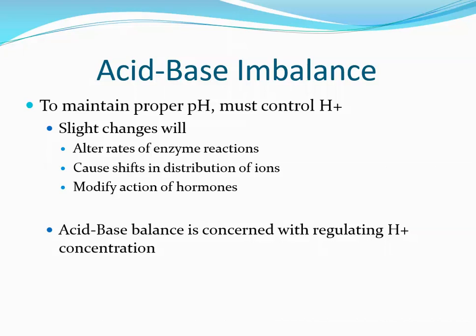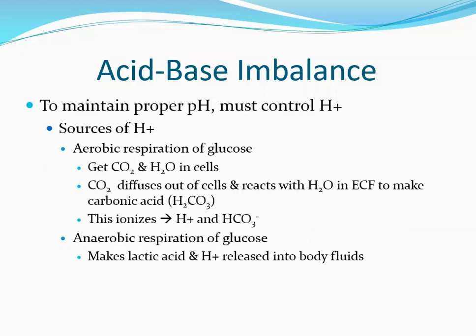Slight changes in hydrogen ions can alter the rates of enzyme reactions, cause shifts in the distribution of ions, and modify the actions of hormones. So when we refer to acid-base balance, we are concerned primarily with regulating the concentration of hydrogen ions. Well, where do these hydrogen ions come from? Most are the result of byproducts of metabolism.